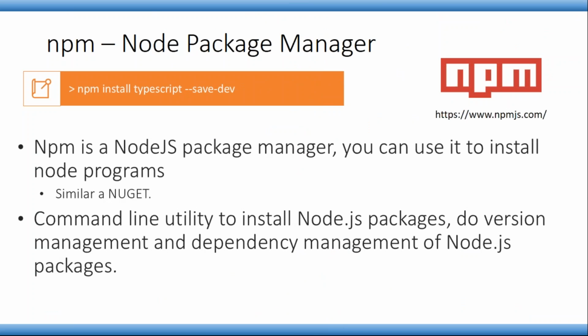Then we have NPM, which stands for Node Package Manager. With this tool, we are able to download specific pieces of software, of code, and integrate that code inside of our code base. It's similar to NuGet, which is something that we use in Visual Studio, such as a command line utility that allows us to install packages. It also does version management, dependency management, and simplifies us getting code from outside and doing it in the right way.